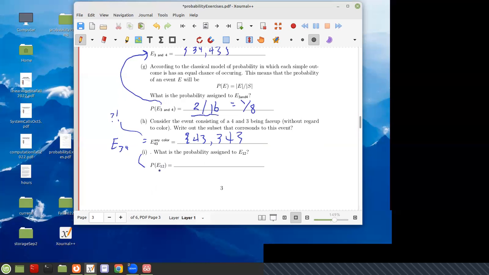Anyway, the probability of E1 2. Well, given that this event is just the probability that you have a green 1 and a red 2, this is going to be 1/16 here.